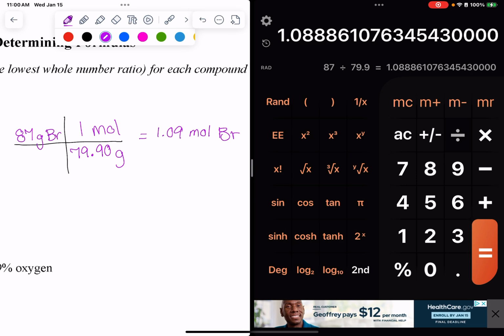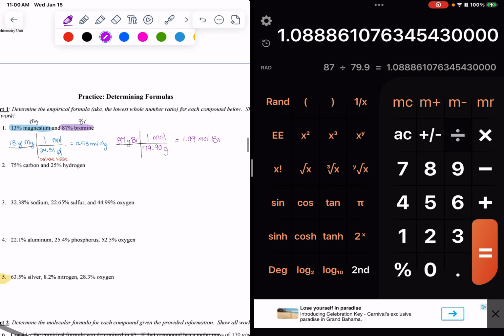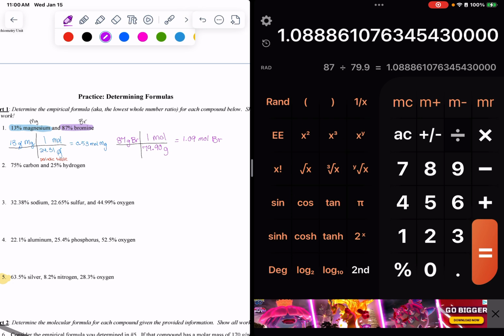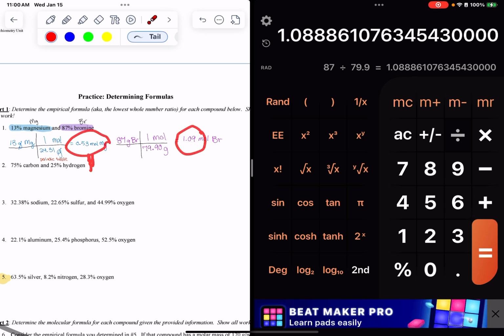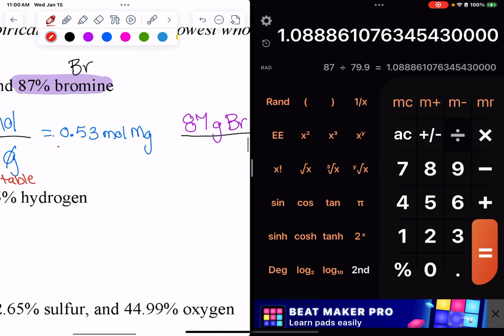All right, at this point, I want you to take a look at what we have. We figured out the number of moles, but we have to turn this into a formula. So this is kind of like a ratio. We have to pick out which one of these is actually less. The least amount between 0.53 and 1.09 is magnesium, this one. So I am going to divide both of these by 0.53.